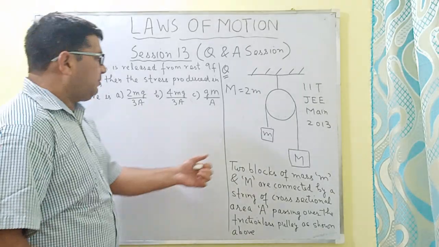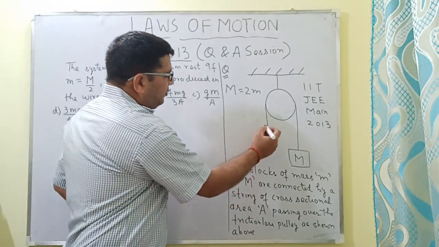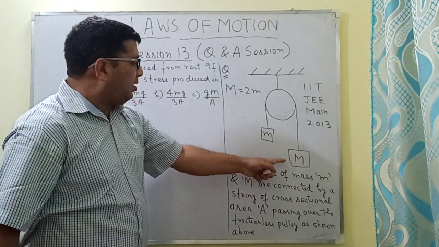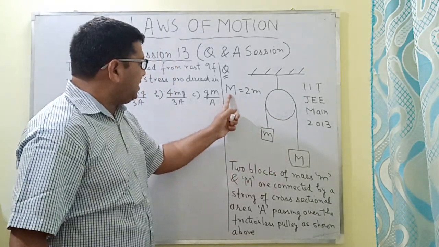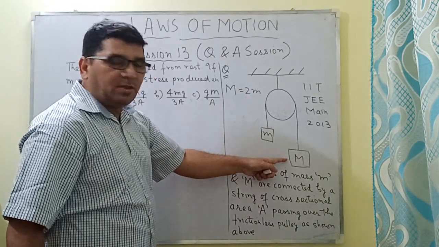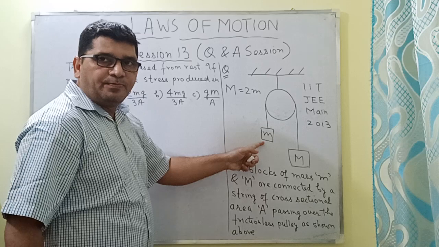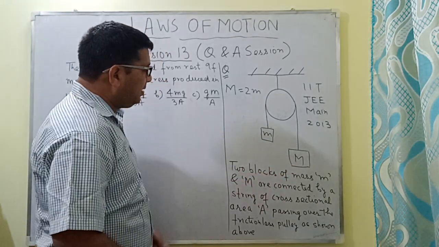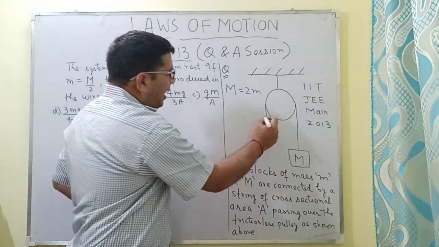Now when this system is released from the rest, since this block is heavier, because capital M is equal to 2m, that is, the mass of this block is more than the mass of this block, this block will go down and this block will go up.